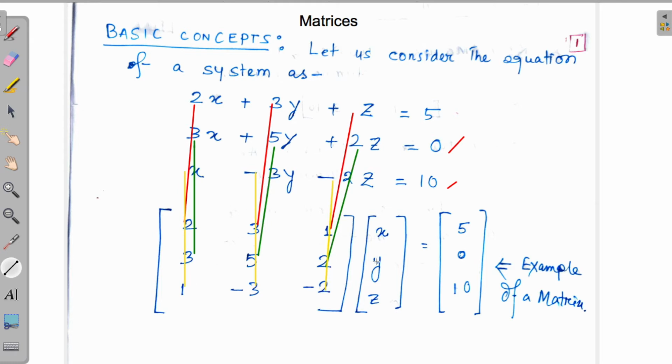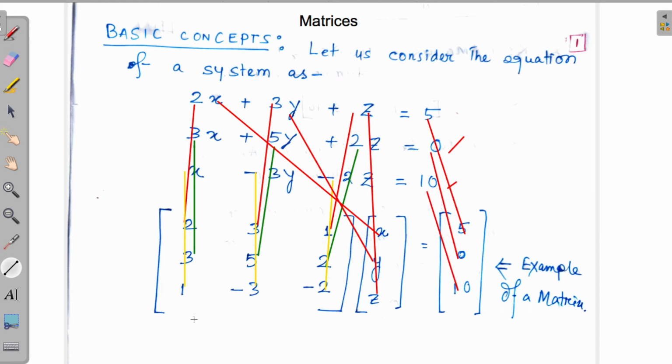and this. Again, the variables x, y, and z can be written within another square bracket like this. X is written here, y can be written here, and z can be written here. Okay. Similarly, the constants on the right hand side of these equations, the 5, 0, and 10, can be written within another square bracket like this. 5 is here, 0 is written here, and 10 is written here.